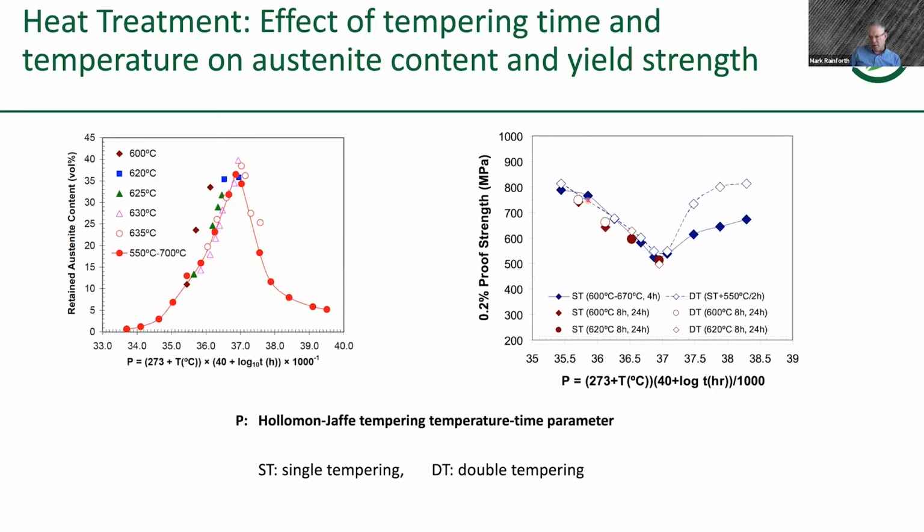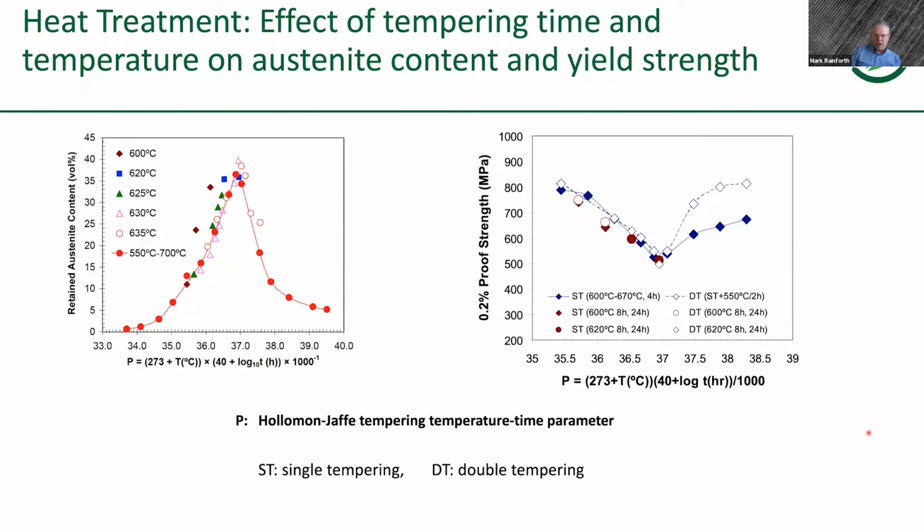And this shows remarkable changes, so we're up at 800 megapascals thereabouts, going down to a minimum of about 500, and then rising again above the minimum. There is a difference between the single tempering, which is this, and the double tempering. So there is a really narrow range of temperature in which quite substantial changes in proof strength are resulting.